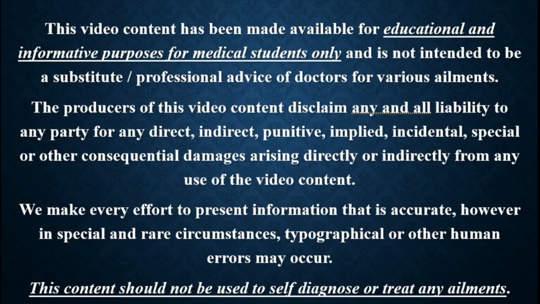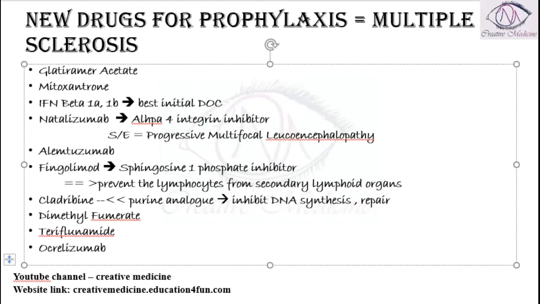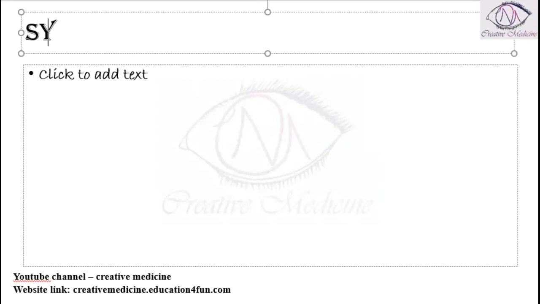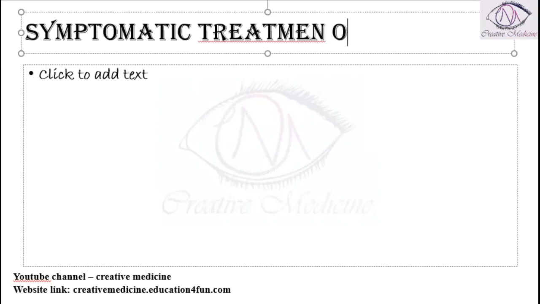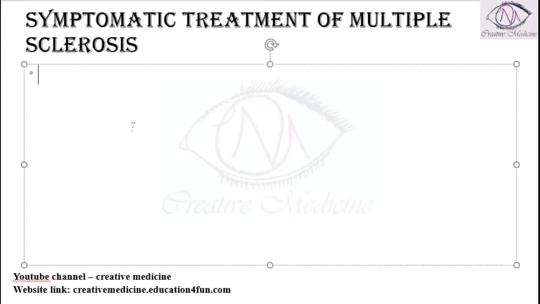In this lecture, we will learn about symptomatic treatment for multiple sclerosis. In the symptomatic treatment of multiple sclerosis, if the patient has symptoms of spasticity, then drugs like baclofen or tizanidine can be given to the patient.